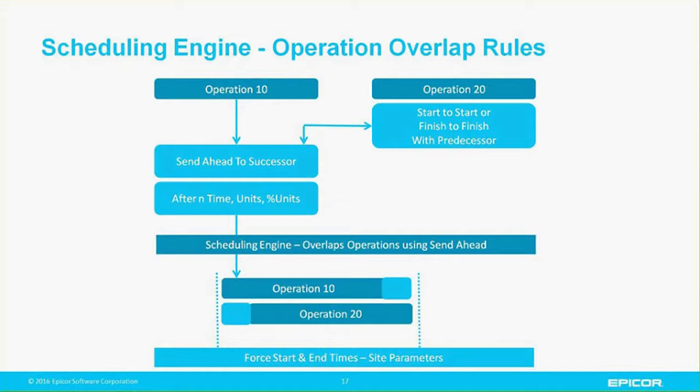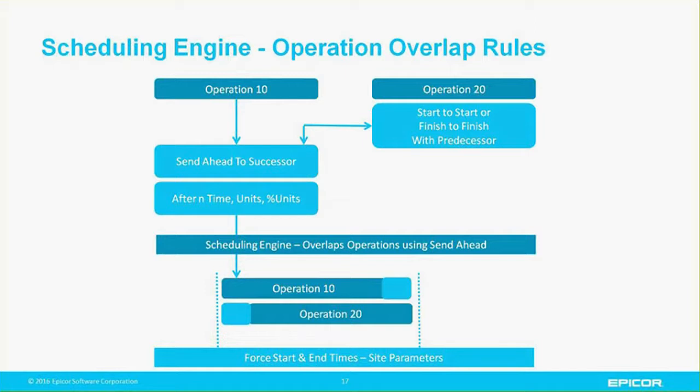When the successor has a greater or equal cycle time, then typically a start-to-start relationship is specified. The successor operation will start after the scheduling engine has calculated the time taken to produce the first send-ahead quantity. When the successor operation has a shorter cycle time, then typically a finish-to-finish relationship is specified.